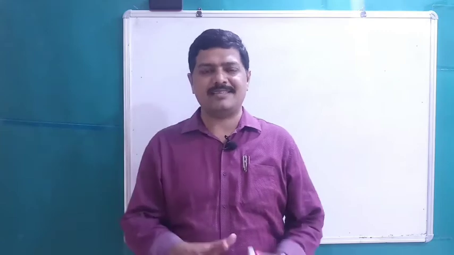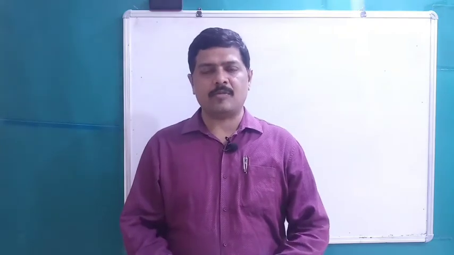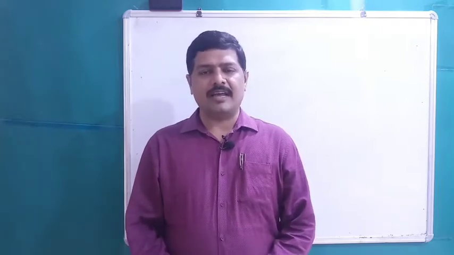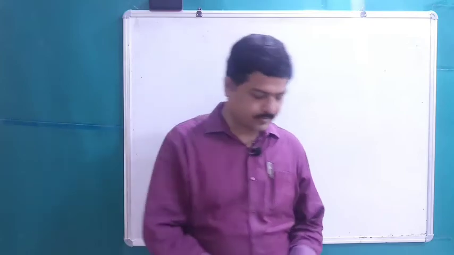Hi dear students, in this video I am going to talk about elements of symmetry in a cubic crystal. Total elements of symmetry in a cubic crystal is 23. This is from the chapter The Solid State.